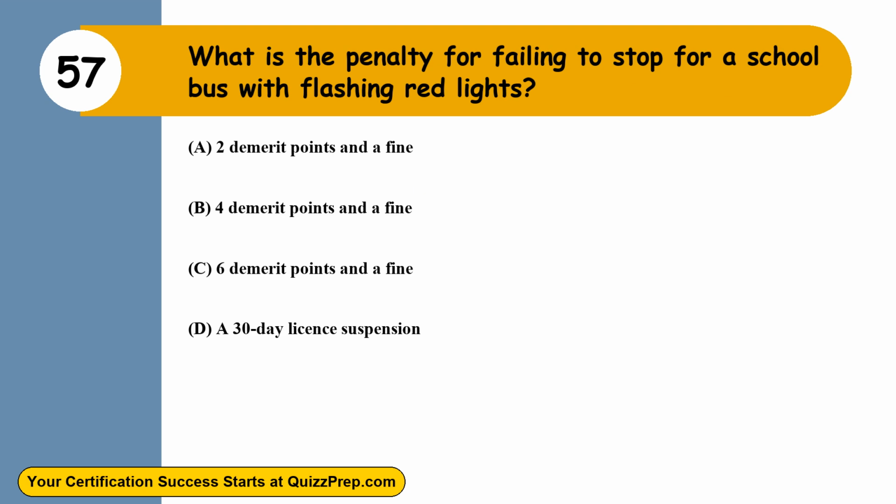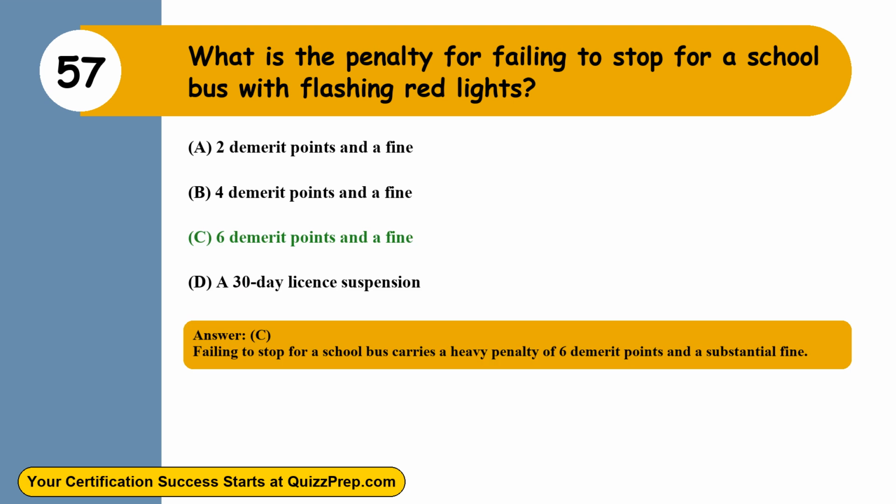Question 57. What is the penalty for failing to stop for a school bus with flashing red lights? Option A, 2 demerit points and a fine. Option B, 4 demerit points and a fine. Option C, 6 demerit points and a fine. Option D, a 30-day license suspension. The correct answer is option C, 6 demerit points and a fine. Failing to stop for a school bus carries a heavy penalty of 6 demerit points and a substantial fine.